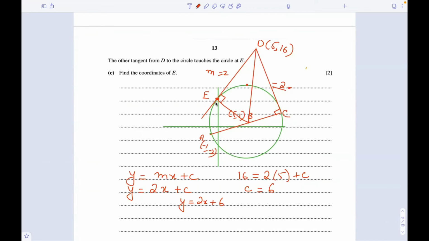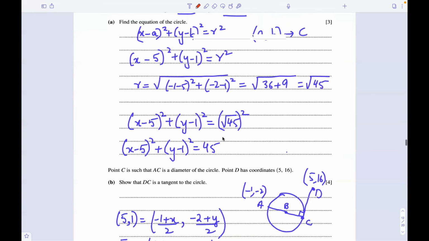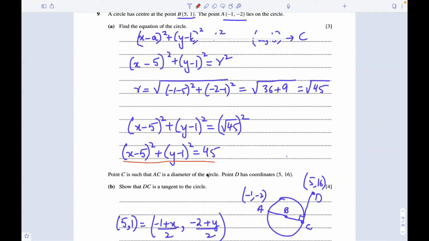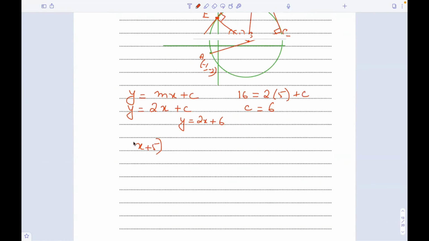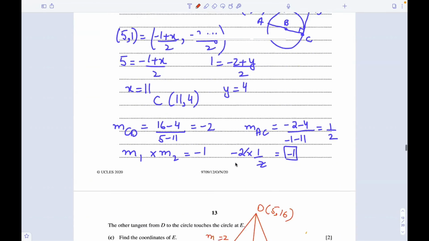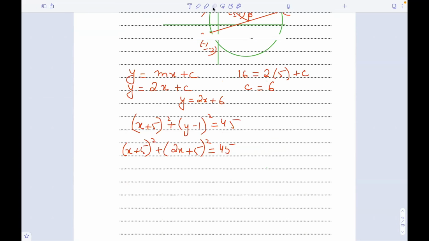Now to find the coordinates of E, as we know that the line and the circle are intersecting, we can solve the two equations simultaneously. The equation of the circle was (x - 5) squared plus (y - 1) squared equals 45. Now in place of y, we can substitute 2x + 6. So substituting 2x + 6 in place of y, we get 2x + 6 - 1, which becomes (2x + 5) squared equals 45. And this was x - 5, so let's correct this as well.